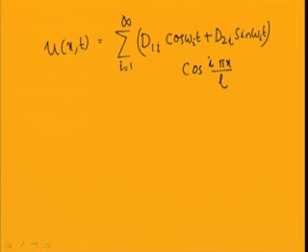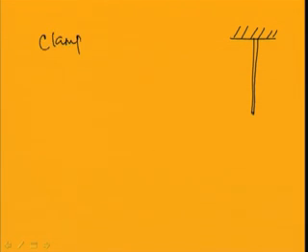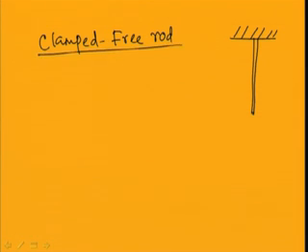So, let us find the mode shapes for the case of a clamped free beam. Let one end be clamped and the other end be free. In this case we have to find the mode shapes of the longitudinal vibration of the rod. So, this is a clamped free rod, and we are interested in finding the longitudinal vibration of this rod.